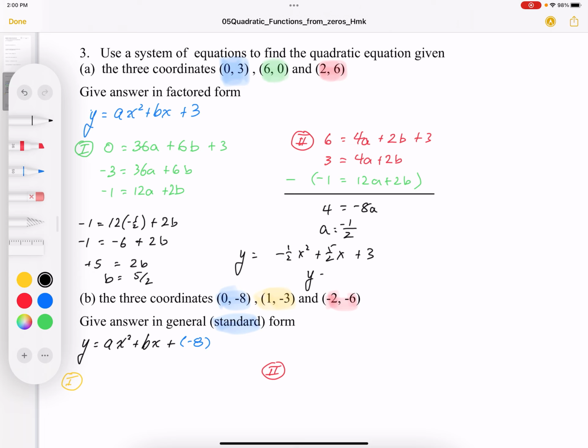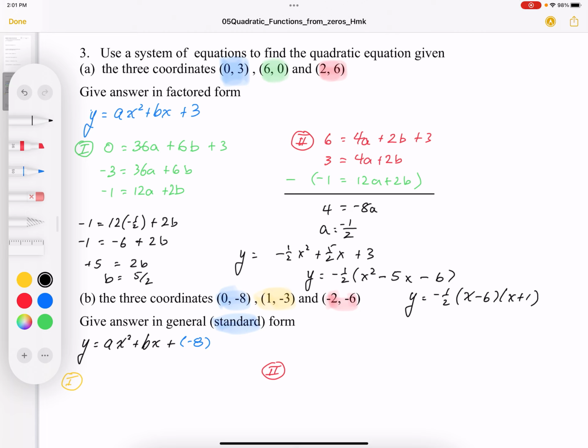Factoring this, factor out the greatest common factor. So this becomes negative 1/2 times x squared minus 5x minus 6. When I factor out the negative 1/2, I end up with negative 6. And then rewriting this in factored form, two numbers that multiply to negative 6 and add to negative 5 are negative 6 and positive 1. So now I've got the factored form.